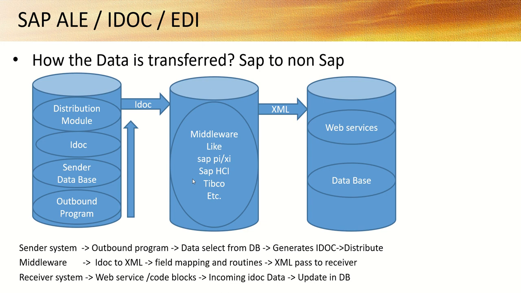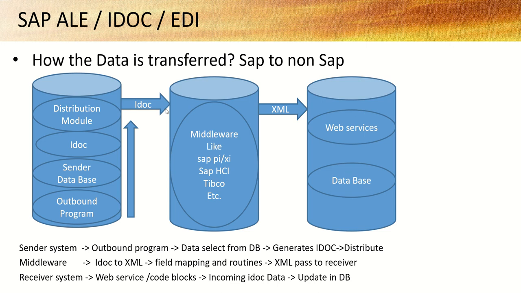So what is the job of this middleware software? They understand the SAP IDoc. They take the IDoc as an input and convert that IDoc data into the XML or JSON format, which is commonly used by all web-based applications. After converting the data into XML or JSON format, they pass the data to the receiver system, which is basically a non-SAP system, and mostly people use web services. So they receive the data in XML or JSON format, perform the operations, and the data is stored in the database.